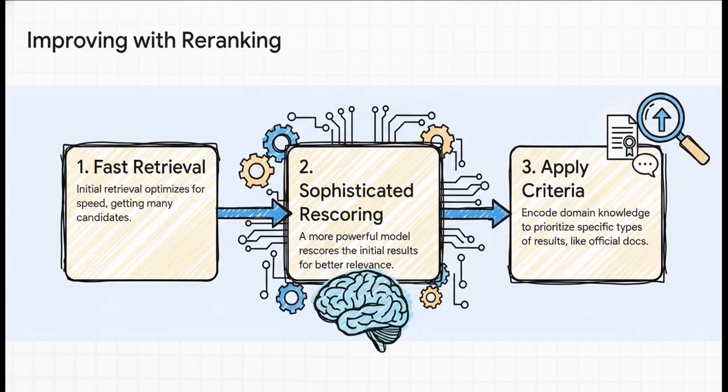And if you need to be even more precise, there's another layer you can add, re-ranking. The idea is simple. First, you do a fast, broad search to get a bunch of potential candidates. Then you bring in the big guns, a smarter, maybe more expensive model, to take a second look. It reevaluates those initial results and reorders them based on rules you set, like, hey, always put the official documentation at the top. It's an extra step, for sure, but the quality you get is just top-notch.